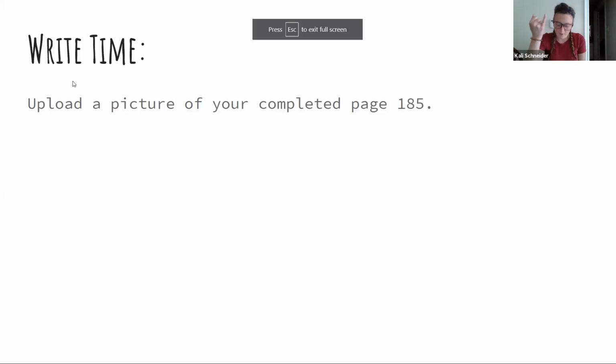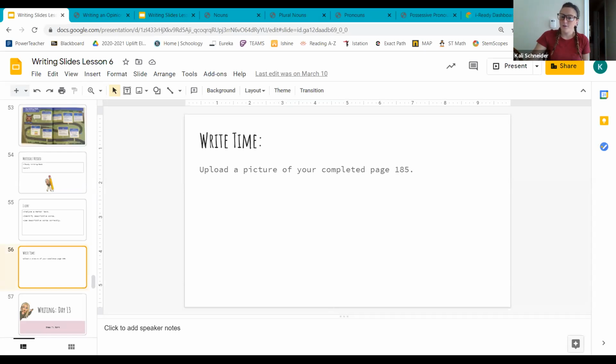please, first of all, make sure you upload a picture of your completed page 185 that we just worked on. And now please go to page 190 and make sure that you have read through and added more descriptive words to your writing, okay? So I look forward to seeing more descriptive words in your writing, and I will see you back here on Thursday to continue our writing.